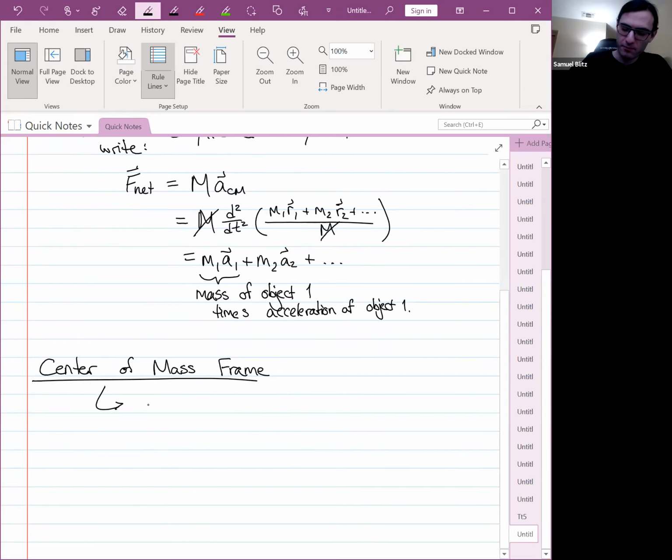So choose your reference frame so that you are moving with the center of mass of a system.